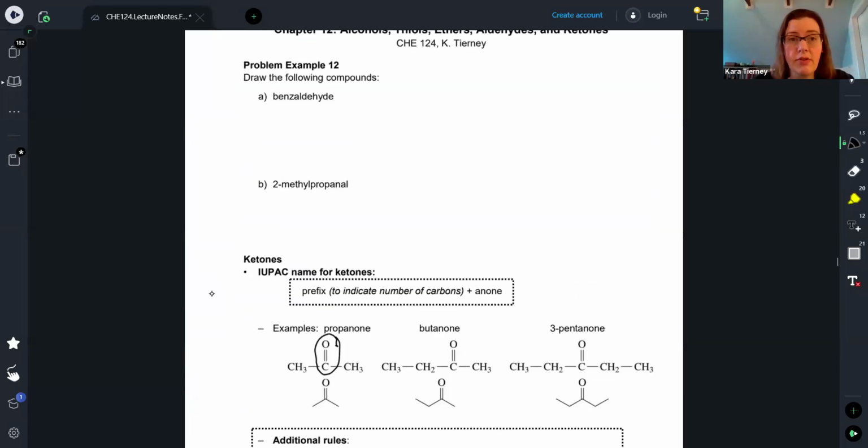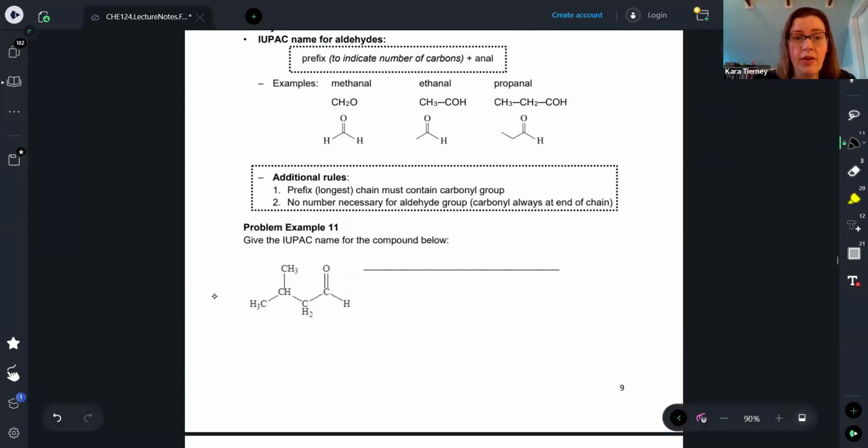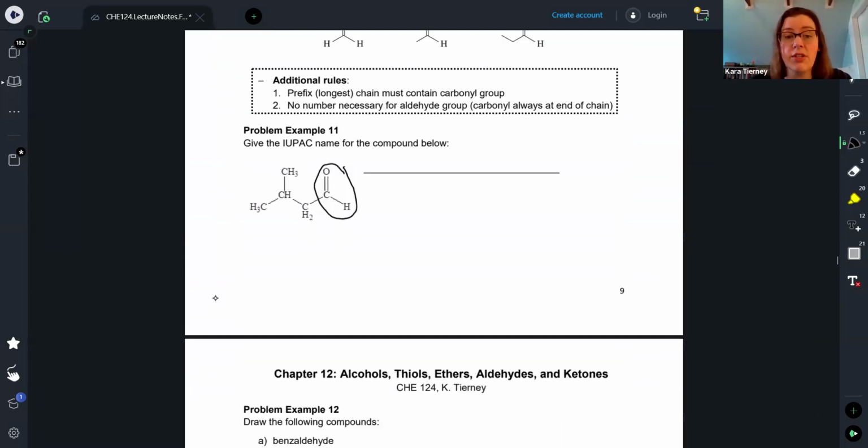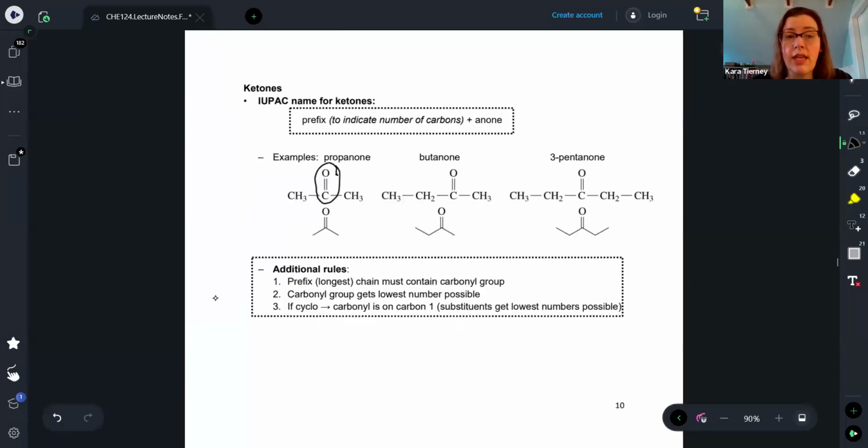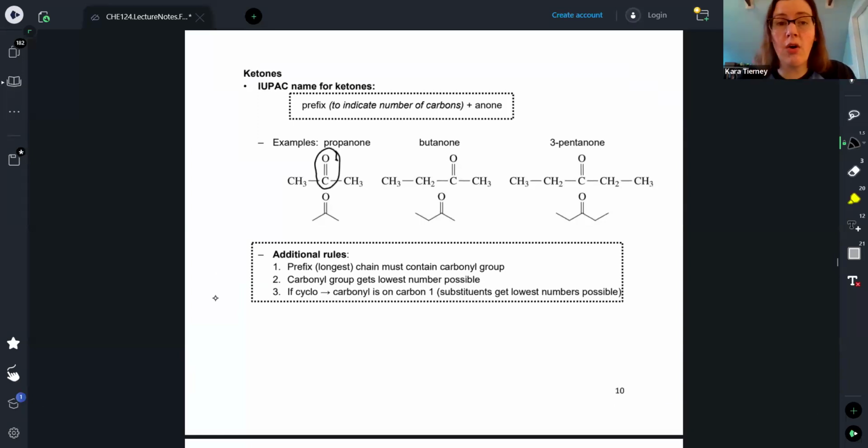In aldehydes, if you recall, that C double bond O is at the end of the molecule. So the carbon is also bonded to a hydrogen. In ketones, that carbonyl, C double bonded to O, is somewhere in the middle of the molecule. So that carbon is double bonded to the O and then has single bonds to 2 other carbons. Your smallest ketone is propanone.